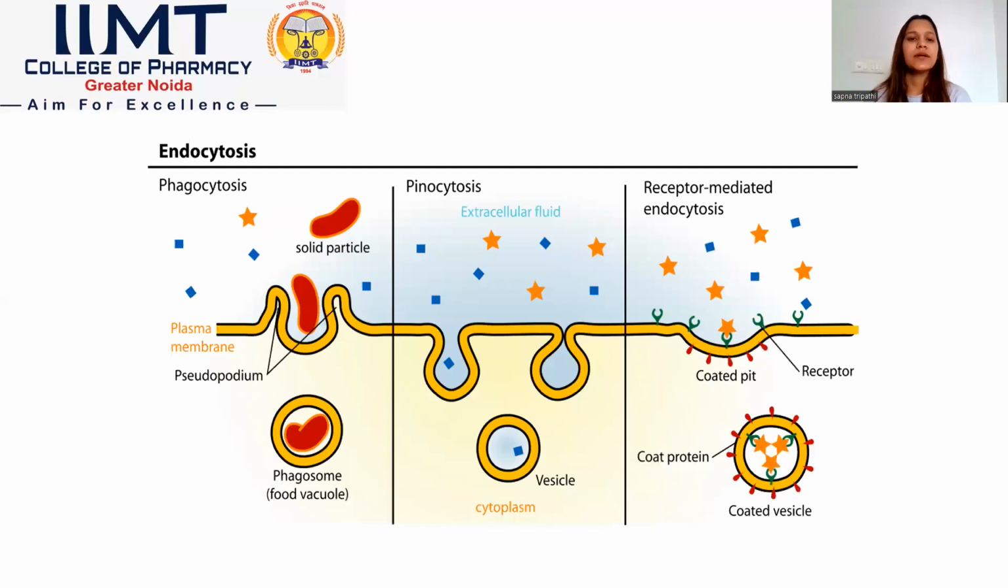This is the endocytosis diagram. Endocytosis can be of two types, phagocytosis and pinocytosis. Phagocytosis is cell eating, where the solute particle is a solid, and pinocytosis is cell drinking, where the solute particle is in liquid form.